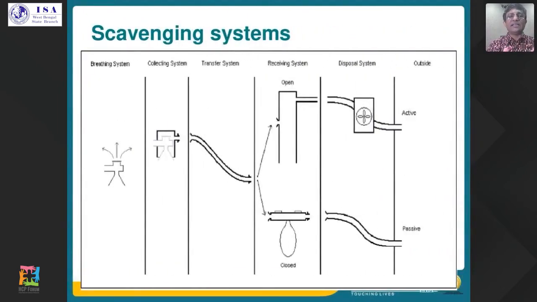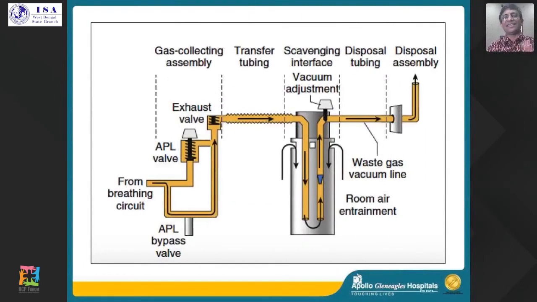I think this is a schematic diagram which explains the scavenging systems very well. So you have the breathing system, you have this collecting system, which is over the APL valve. Then you have a transfer system, and depending upon what system you have, if you have an open one, you are entraining the atmospheric air; if you have a closed one, it is closed to the atmospheric air. If it is active, you have a vacuum system which comes in, which throws it outside. And if it is passive, you let this pressure take care of the flow of the gases outside. So that's, I think, about scavenging. And these are the examples.